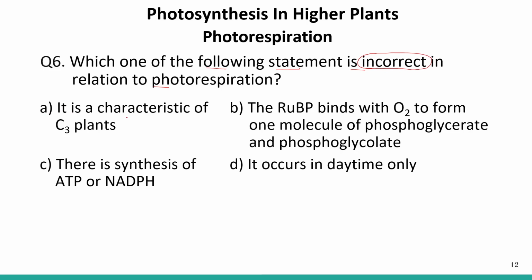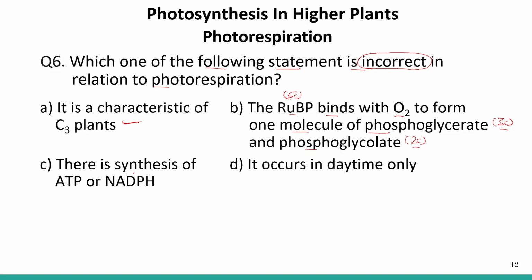Now, first is, it is characteristic of C3 plants. This is true. Photorespiration is seen in C3 plants. Now, second option is the RuBP binds with oxygen to form one molecule of phosphoglycerate and phosphoglycolate. So, phosphoglycolate is a 2-carbon compound, whereas phosphoglycerate is a 3-carbon compound. So, this is also correct. Alright, RuBP is a 5-carbon compound. Okay, when RuBP binds with oxygen, one molecule of phosphoglycerate is formed and one molecule of phosphoglycolate is formed.